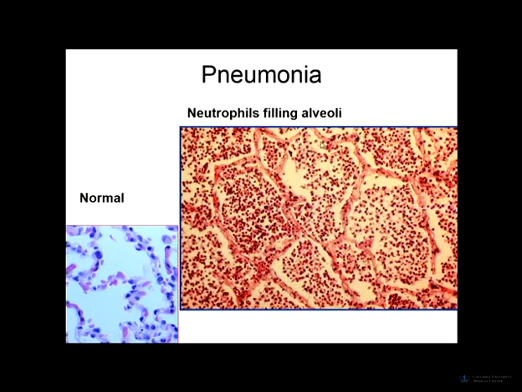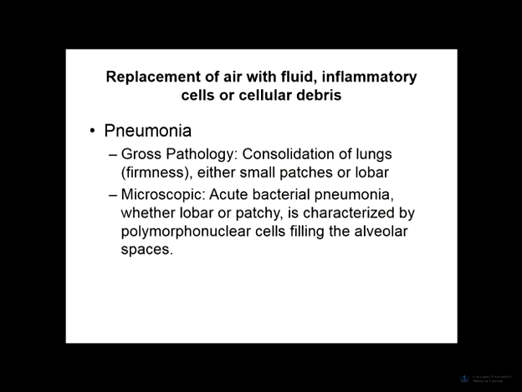It goes through stages. In the acute stage, there are neutrophils that fill the alveolar space, neutrophils and some fluid. And so, in fact, this is the alveolar filling with inflammatory cells or neutrophils, which is acute pneumonia. Again, consolidation. In lobar pneumonia, an entire lobe, in lobular or bronchopneumonia, in patches. And again, the acute bacterial pneumonias, whether they're lobar or patchy, have PMNs or neutrophils filling the alveolar space.